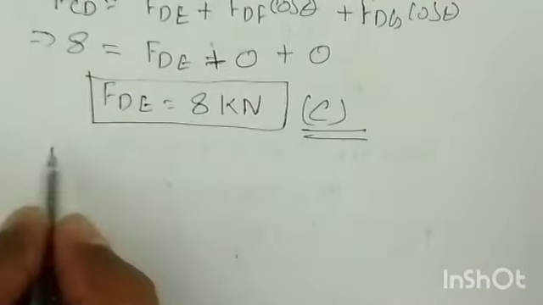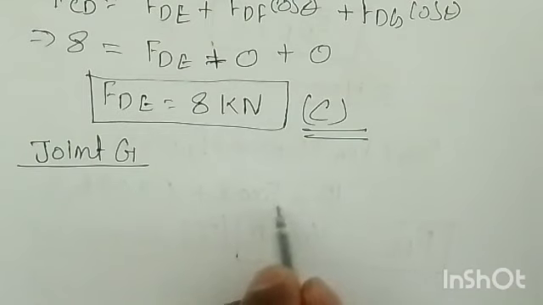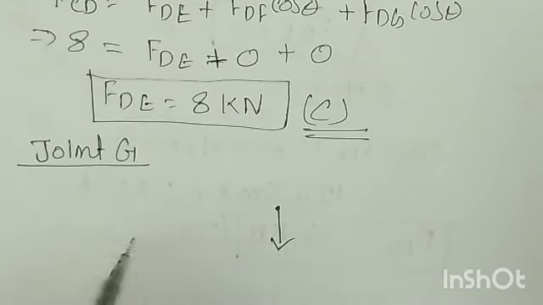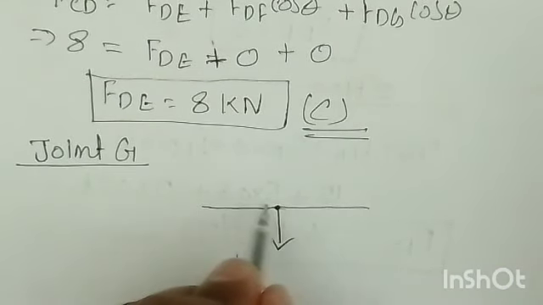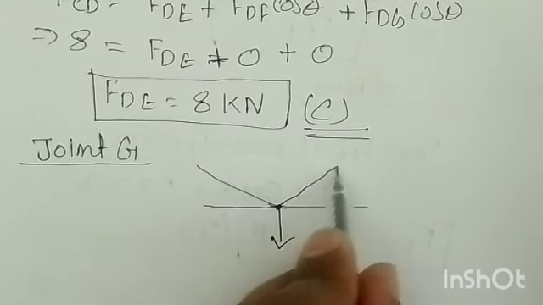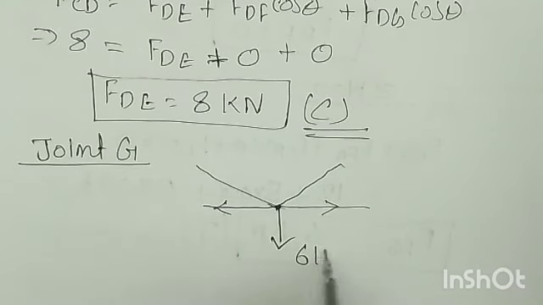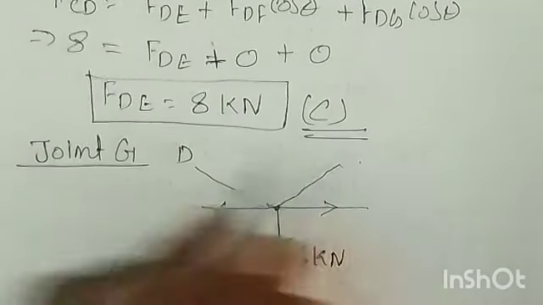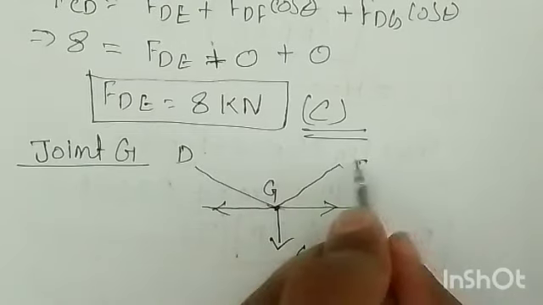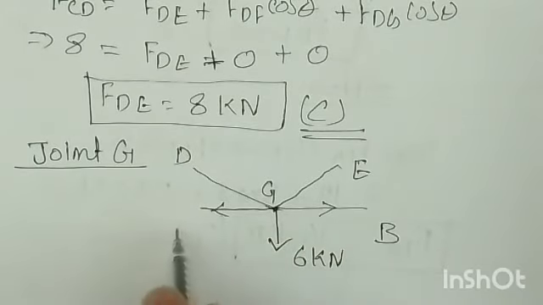So now you have a next joint, joint G. So joint G is what? This is the load, which is 6 kilonewton. This is the horizontal member. This is inclined, and this is also inclined. So in this, the arrow is like this, arrow is like this. This force is what? 6 kilonewton, right? So this is your D, this is your G, right? So this is the E, and this is the B, finally last, and this is the F, right?